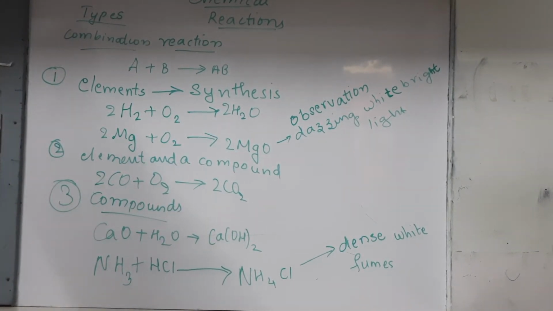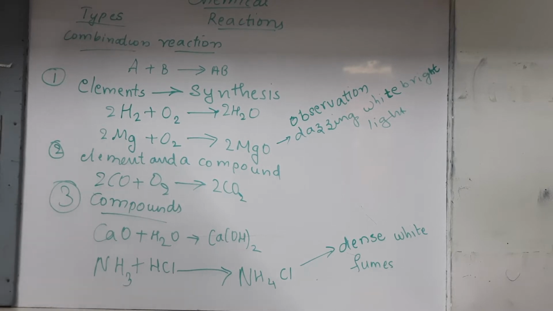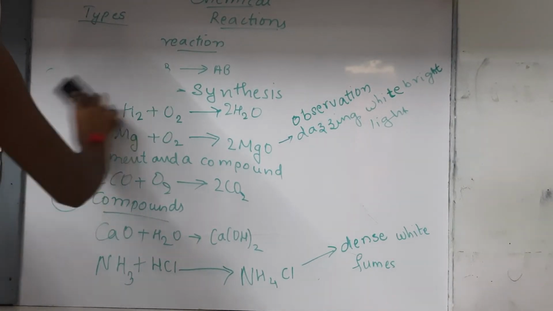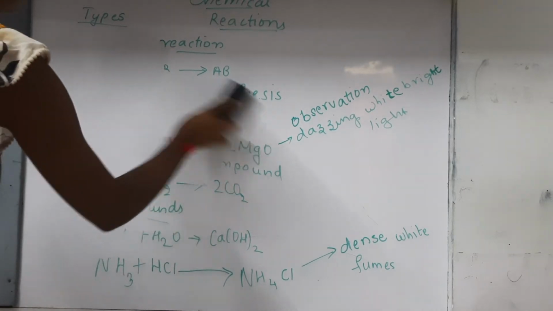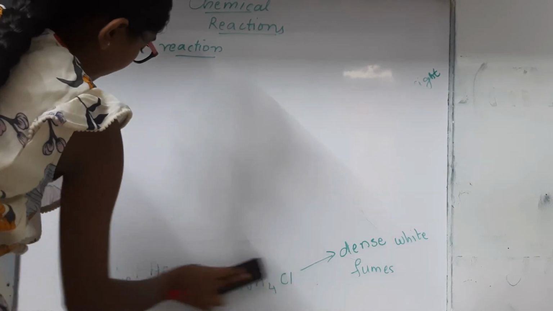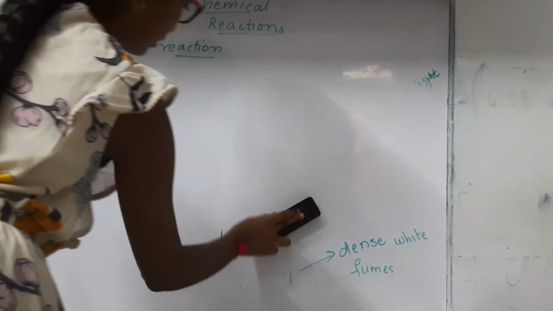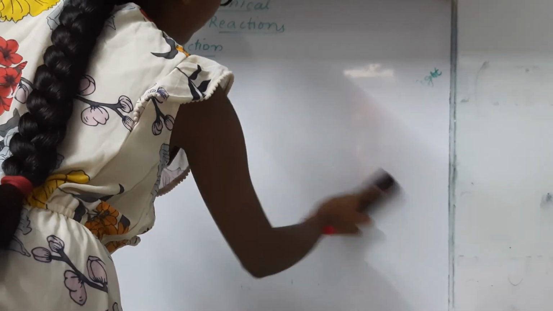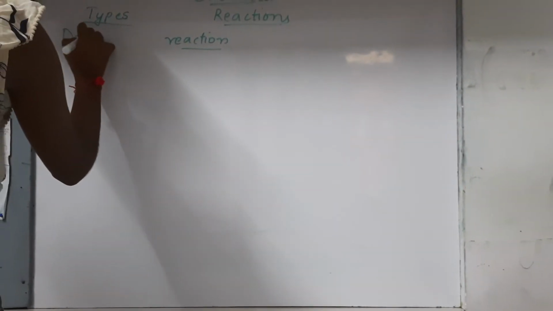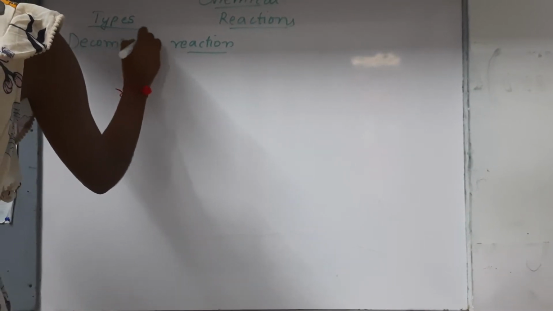Next, let us see the next type of reaction, that is the decomposition reaction. There is a slight difference between a direct combination reaction and a decomposition reaction. Let me tell you what the difference is.